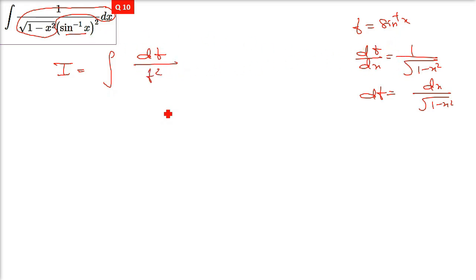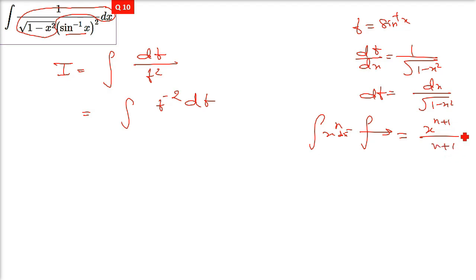Sine inverse x we have taken as t, so it will be t square. Now this t square goes up, it will be t raised minus 2 dt. So integration of x raised n is x raised n plus 1 divided by n plus 1. This is a standard result which you can use directly. So here it will be t raised minus 2 plus 1 divided by negative 2 plus 1, with a constant of integration. So t raised minus 2 plus 1 is t raised minus 1.